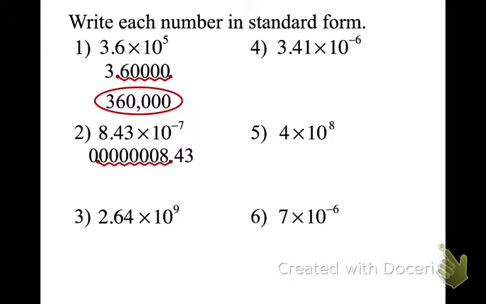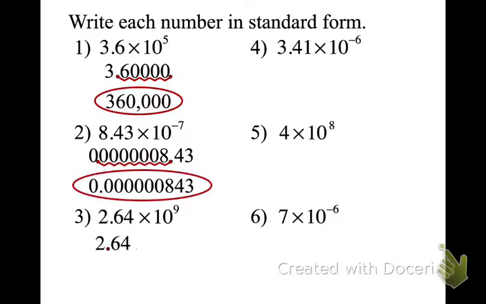All right, so you guys pause the recording and try the next few. Here we go. Okay, so we're going to start with 2 and 64 hundredths, and I'm going to move 9 places to the right. 1, 2, 3, 4, 5, 6, 7, 8, 9. Add the decimal. Now, every 3 places, I'm going to add my commas.